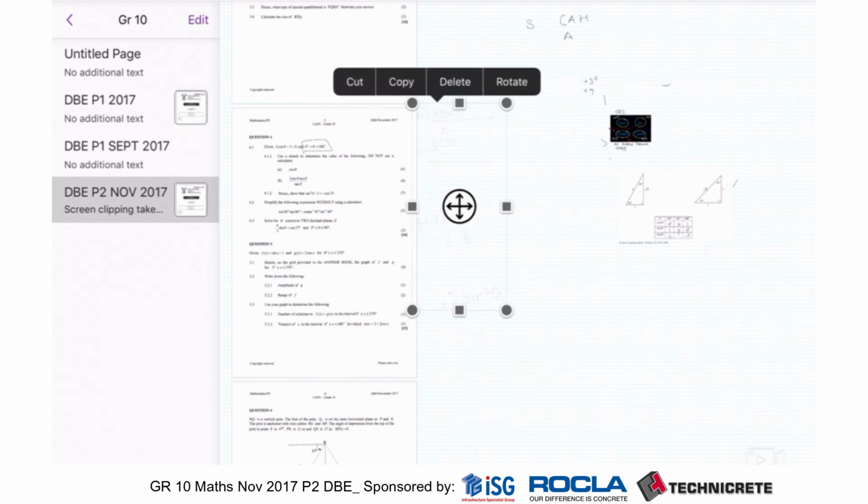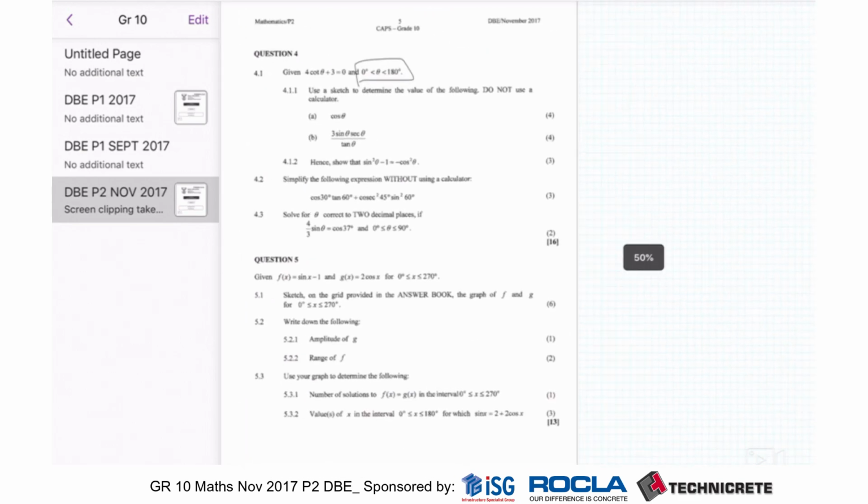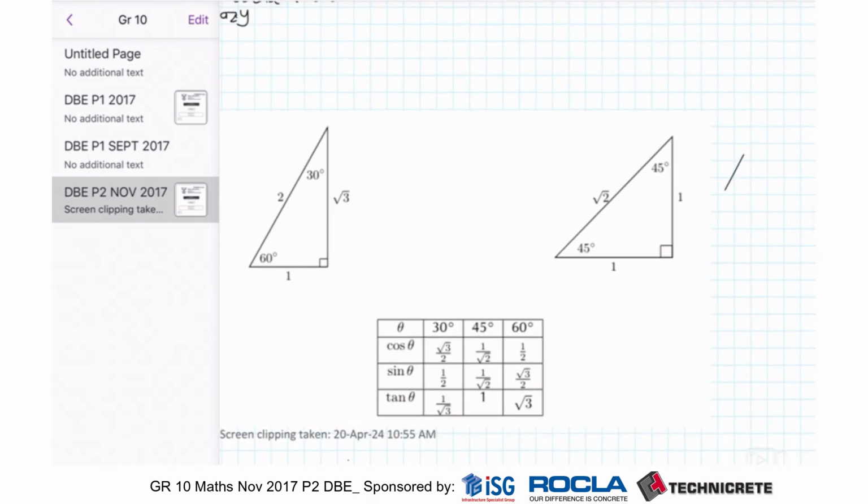Going to look at the next question. The next question says, simplify the following expression without using a calculator. So we've got cos 30 tan 60 plus cosec squared 45 sine squared 60. Without using a calculator means that you've got to remember your special triangles. Two triangles that you must remember how to draw, and you must be able to recall them.